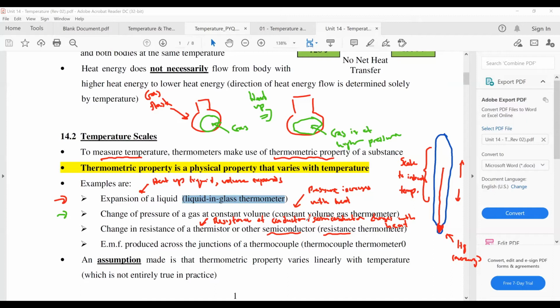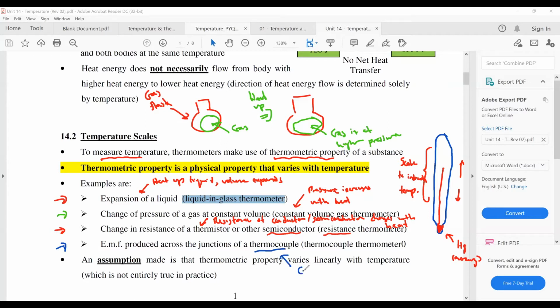But for a semiconductor, when you supply it with heat, its resistance will drop. So you know that the resistance will change with heat. So that one in a way could also give you a measure of temperature. All right. And then the last one here is what you call EMF produced across the junctions of a thermocouple thermometer. Now, this one I won't explain so much about.